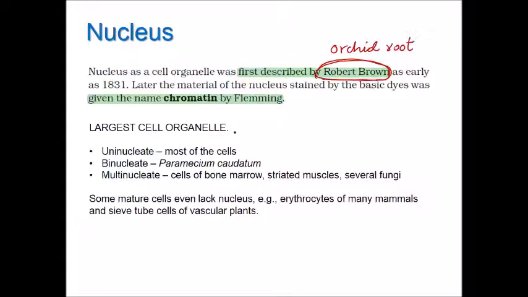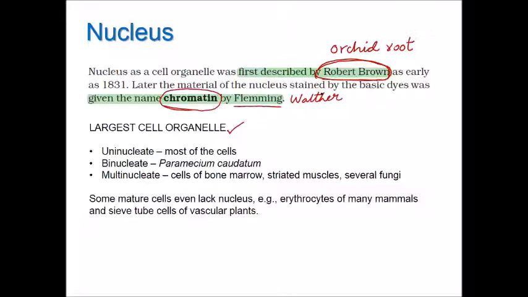And nucleus is the largest cell organelle in most of the cells. Inside the nucleus, you'll find something called chromatin material. So chromatin is the genetic material inside the nucleus. The term chromatin was coined by Fleming, Walter Fleming, not Alexander Fleming, Walter Fleming. Okay, so Walter Fleming coined the term chromatin, which is a material inside the nucleus that is a genetic material. We'll discuss later what chromatin is.